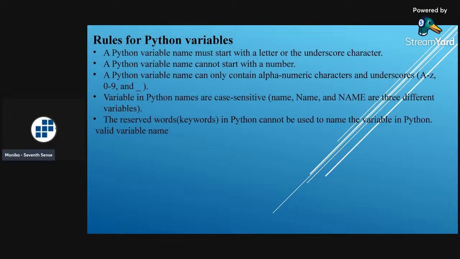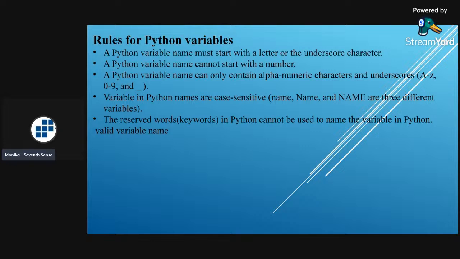Next, as I said, we'll be having some rules to create a variable. What is the first rule? The first rule is a Python variable name must start with a letter or an underscore, but it should not start with any number. When you are defining a variable, you need to check it should start with only a letter or an underscore. Number should not be included here. That is the first rule.